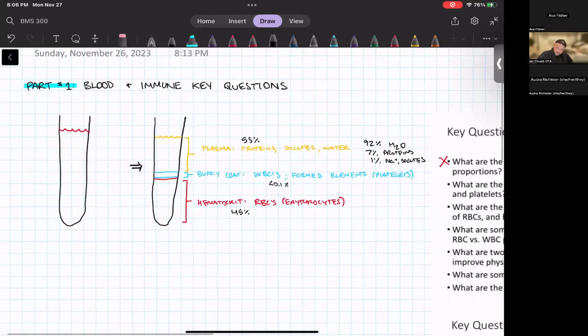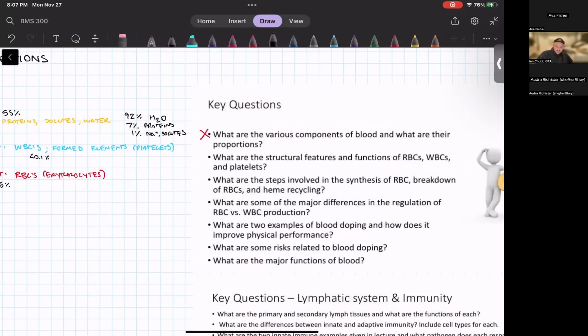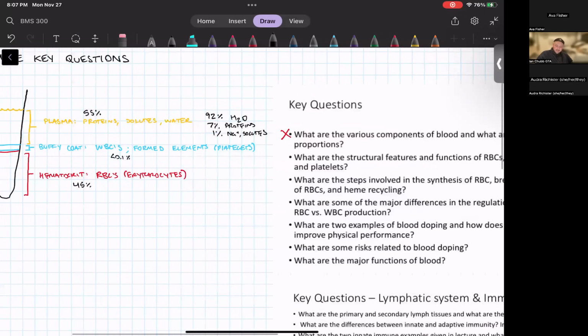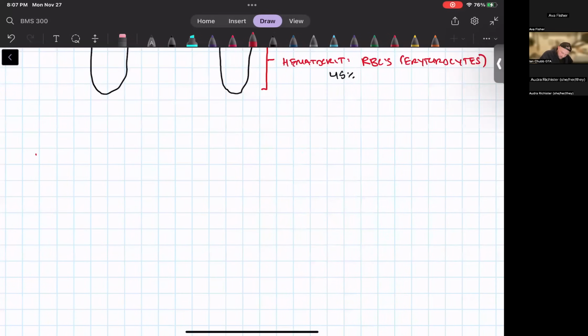Well, if not, what are the structural features and functions of red blood cells, white blood cells, and platelets? All right, so when we look at red blood cells, which we call erythrocytes, their main function is to carry oxygen, and they do this by using hemoglobin.